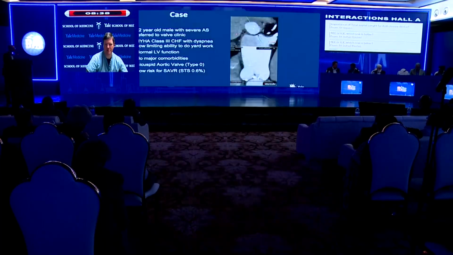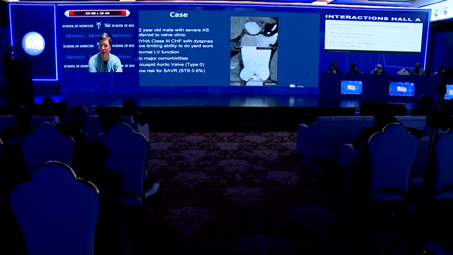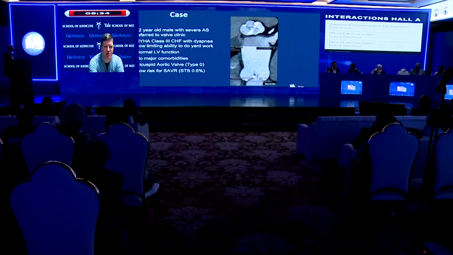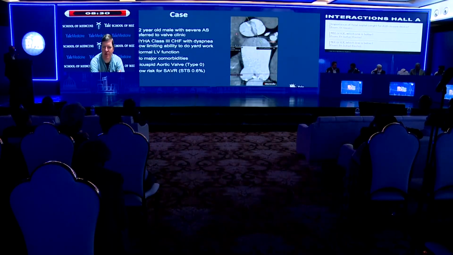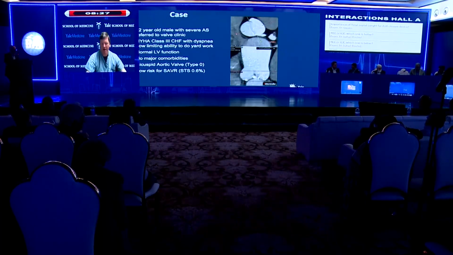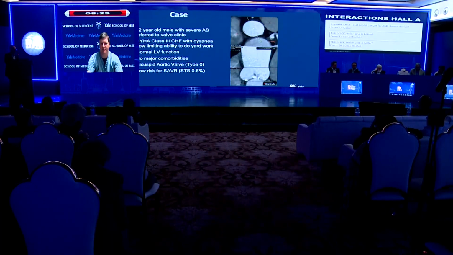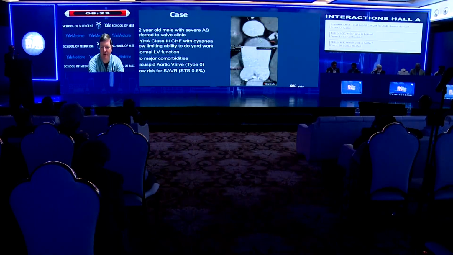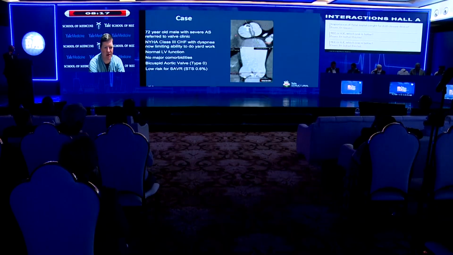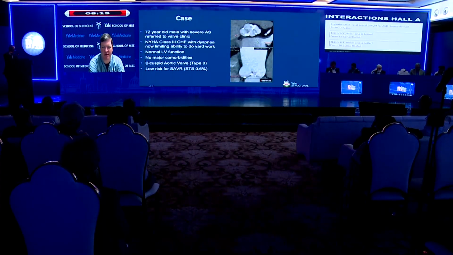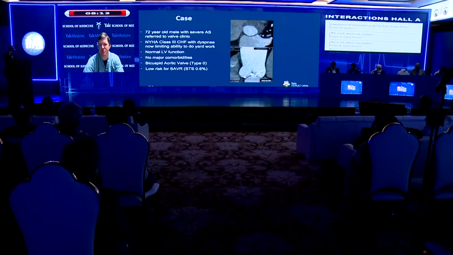Perfect. Sorry. So this is a 72-year-old gentleman referred to us, class 3 heart failure, normal LV function. As we scroll up through his anatomy here, you can see he has a type 0 bicuspid aortic valve. Certainly some calcium on the leaflet tips, but otherwise not a tremendous amount of calcification, even as you scroll down into the annulus. And low risk for surgical aortic valve replacement.